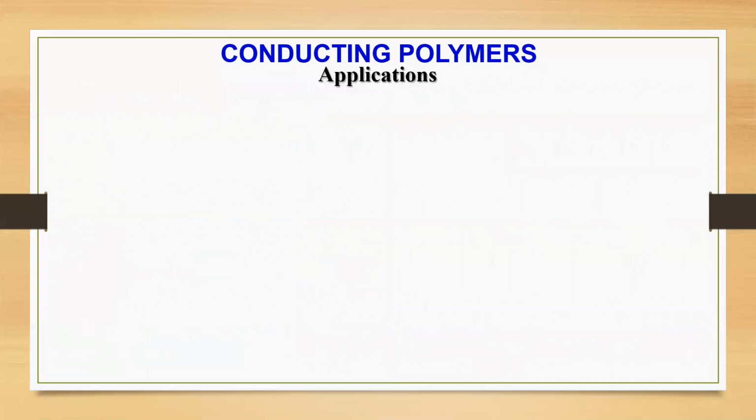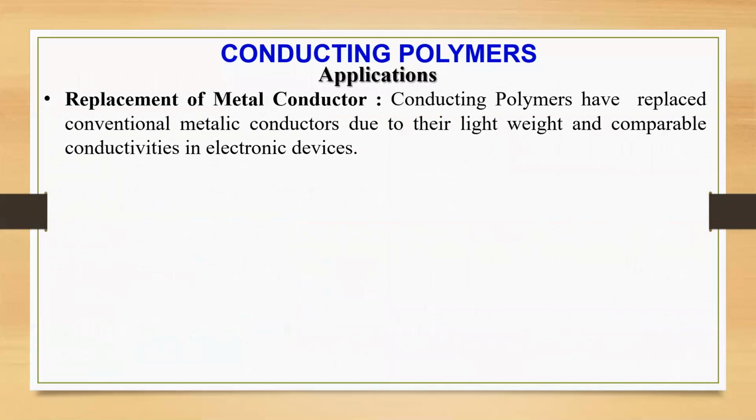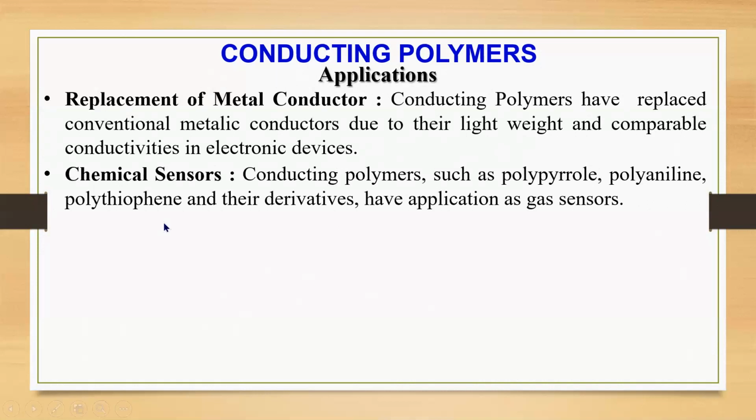This is one thing. And then these conducting polymers have various applications. One, that once you have conducting polymers, they have the potential to be replaced by metallic conductors. So the conducting polymers have replaced conventional metallic conductors due to their light weight and comparable conductivities in electronic devices. The second thing is that sensing has come a long way since the discovery of conducting polymers.